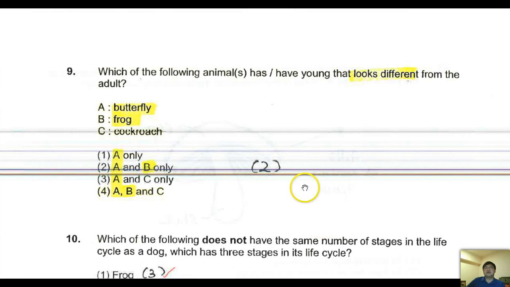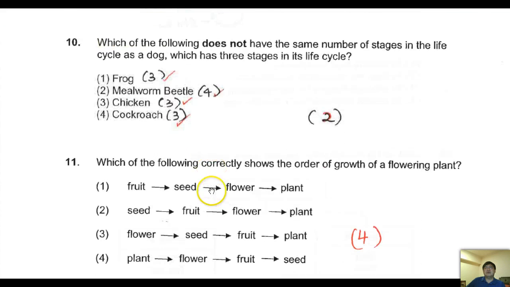Next, this is quite straightforward. Which of the following animals have young that look different? Okay, straight away A and B is true, but C is not true. So any answer with A and B, okay, is likely the answer. So 1, 2, 3, 4, all of them have A, all right? Only 2 has A and B only. It should not include C. 4 has A, B, and C, so 4 is wrong, right? Answer is 2.